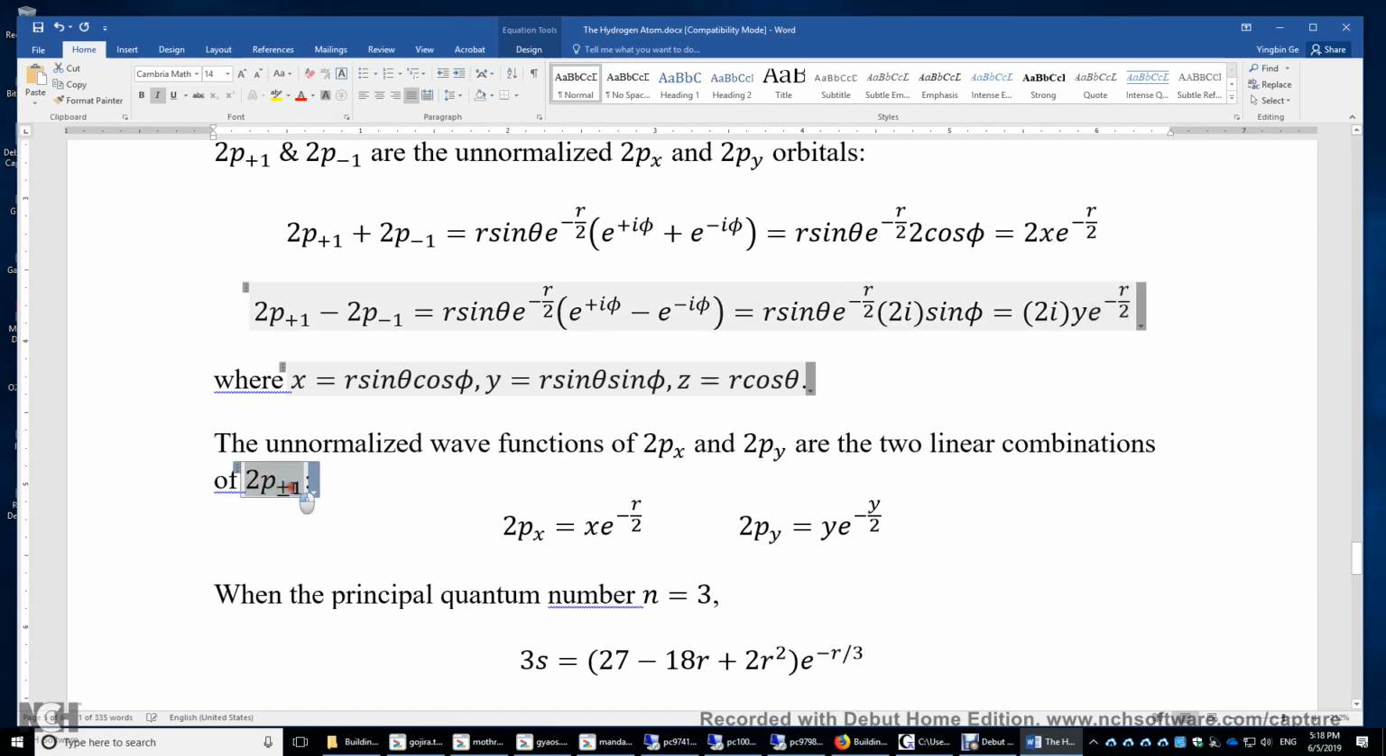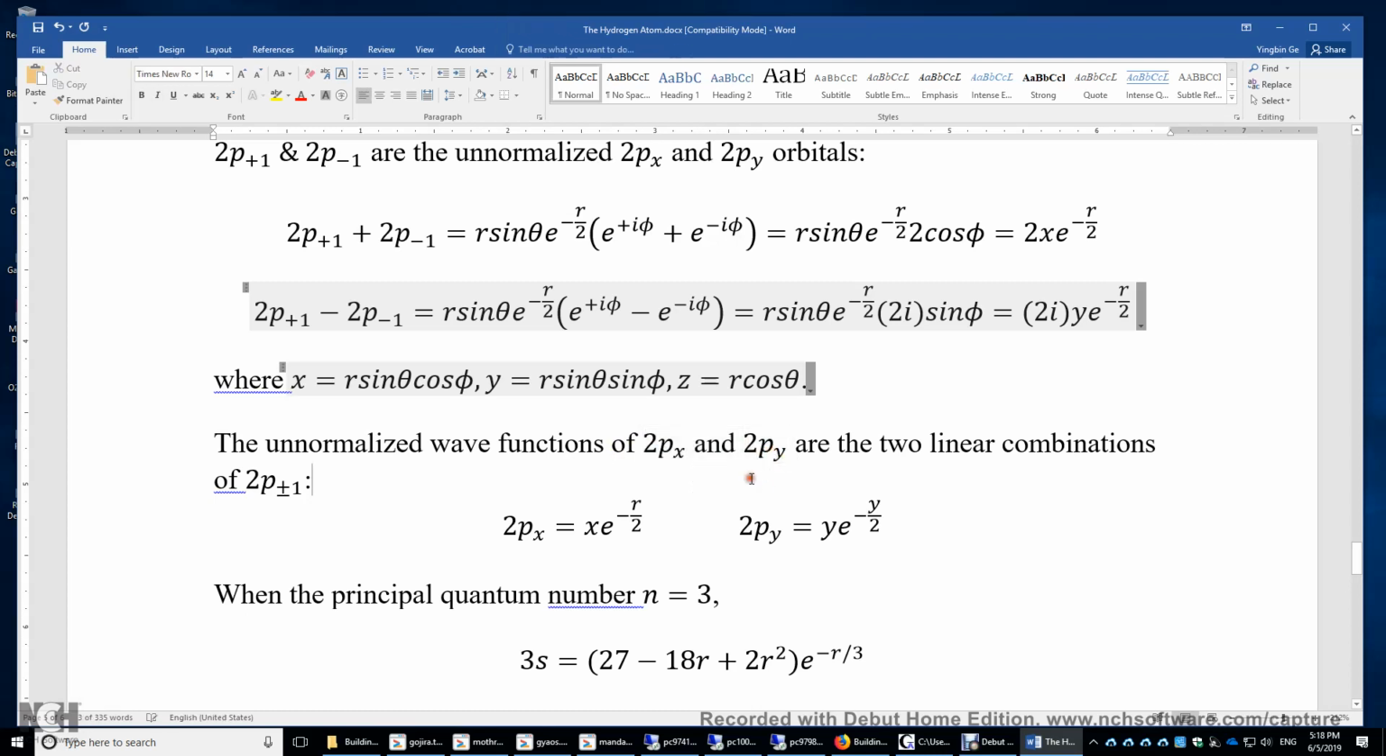The 2p plus minus 1 functions are good in that they tell us the z component of the angular momentum of the electrons. However, these two functions are complex functions. The 2px and 2py are not eigenfunctions of the three-dimensional angular momentum operator or z component operator, so they don't tell us anything about the angular momentum. However, they are real functions, and it's easier to visualize these two functions.